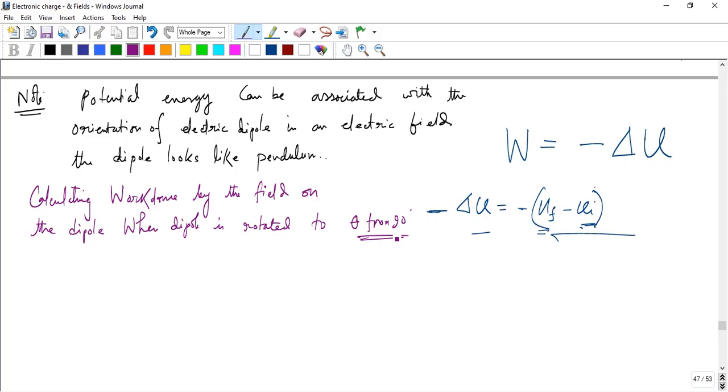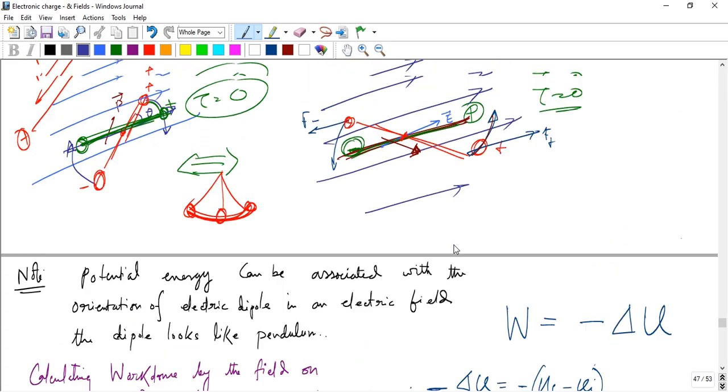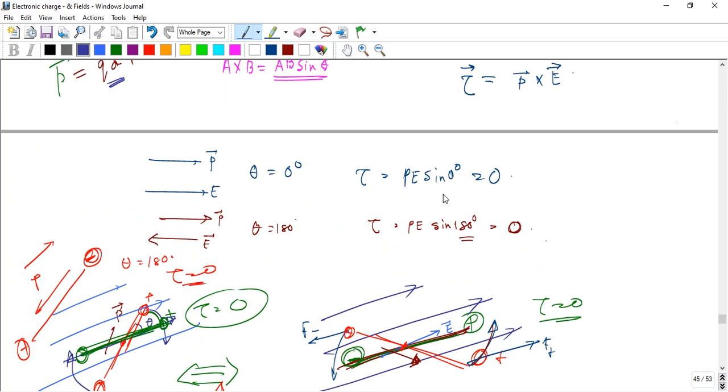Okay, to theta from any 90 degree value actually. So we know that if U is the potential energy of a dipole, that is equal to minus W, that is equal to minus the integral from 90 degrees to any value theta. Work done we know is force times displacement, but in circular motion that is tau times d theta. And you know that tau is equal to PE sin theta.